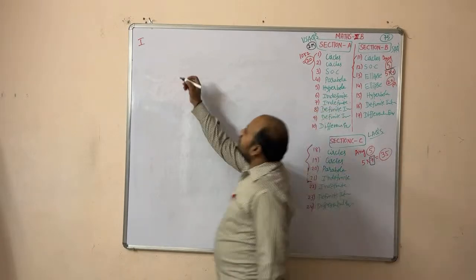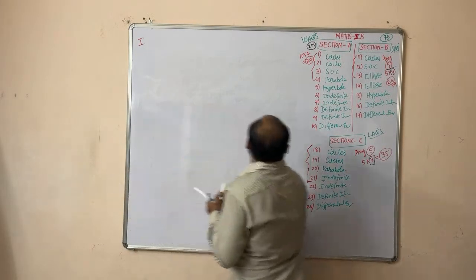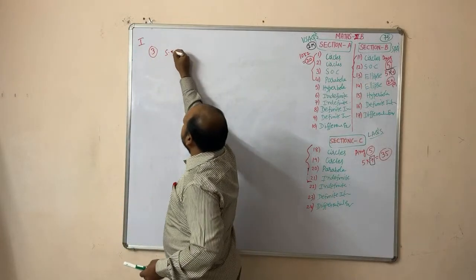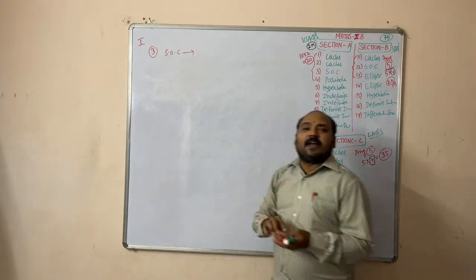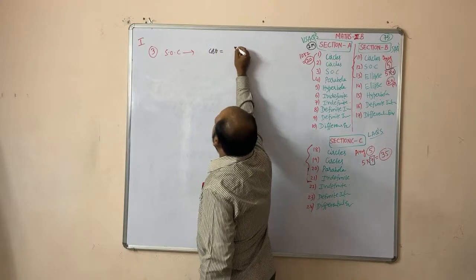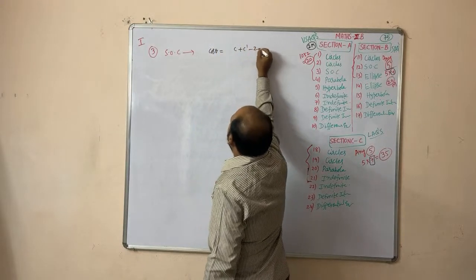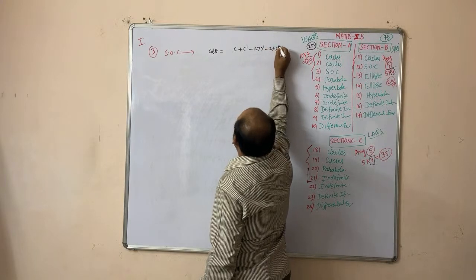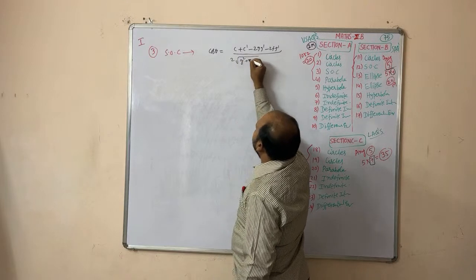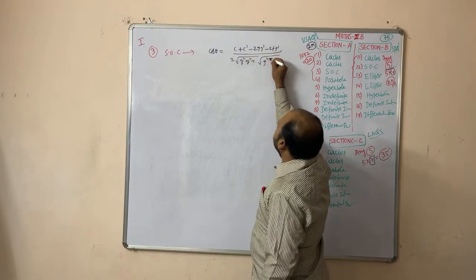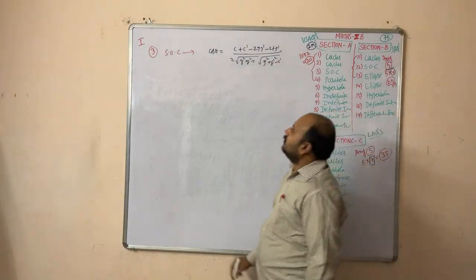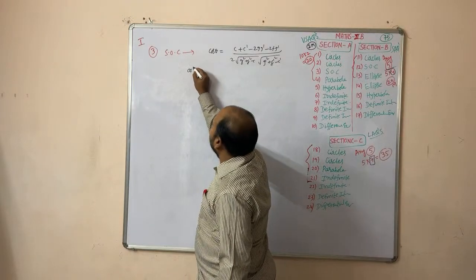Now question number 3, in the system of circles. In this category, first is cos theta, the angle between the circles: cos theta equals (c plus c dash minus 2gg dash minus 2ff dash) divided by 2 into root of (g square plus f square minus c) into root of (g dash square plus f dash square minus c dash). That is the cos theta formula.